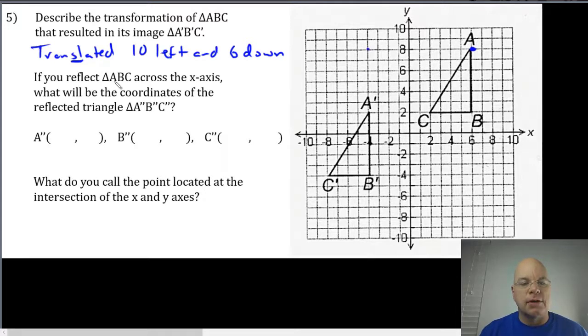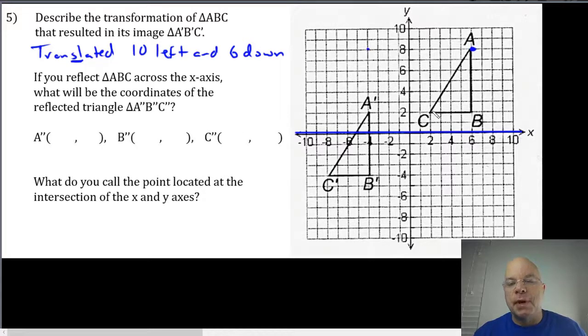If you reflect triangle ABC across the x-axis, so let's first highlight the x-axis. If you're having trouble with this writing tablet, sorry. We reflect triangle ABC across the x-axis. What will be the coordinates of the reflected triangle A double prime, B double prime, C double prime? We need the double primes here to distinguish between this image that we already have on our coordinate plane, A prime, B prime, C prime.